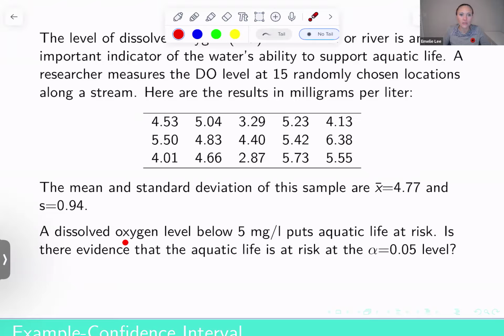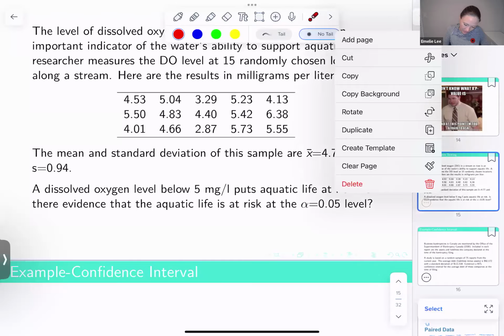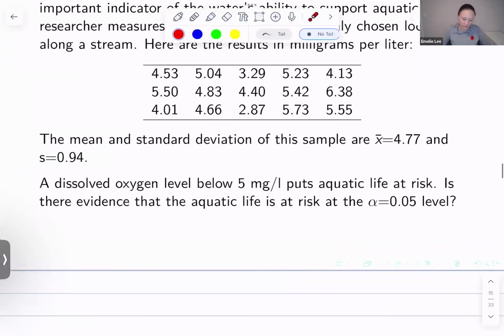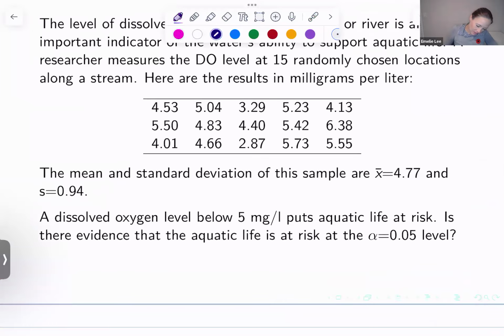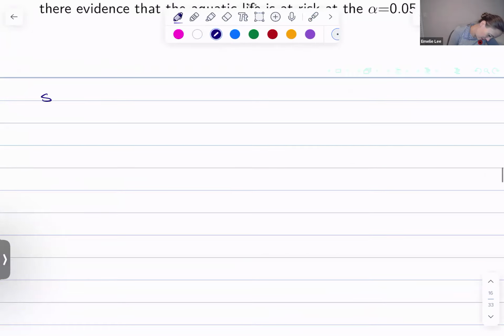A dissolved oxygen level below 5 milligrams per liter puts aquatic life at risk. So that would be really bad. Is there evidence that the aquatic life is at risk at the alpha equals 0.05 level? Here we go. I'm going to start and tackle step 0, the conditions. Check the conditions. The independence condition.